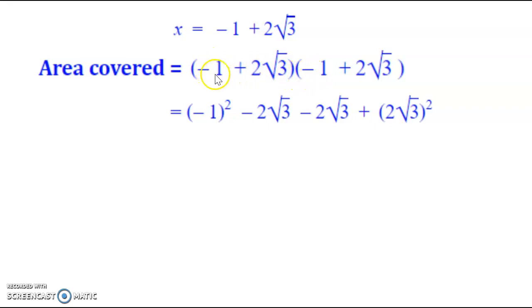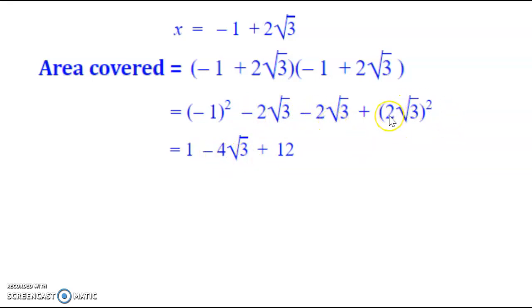First with first, so it's negative 1 times negative 1, which is negative 1 squared. Outside, that means negative 1 times 2 root 3 is negative 2 root 3. The two inside terms, 2 root 3 multiplied by negative 1 is negative 2 root 3. And then last with the last, so 2 root 3 multiplied by 2 root 3 is 2 root 3 all squared. Negative 1 squared is 1. Negative 2 root 3 minus 2 root 3 is negative 4 root 3.